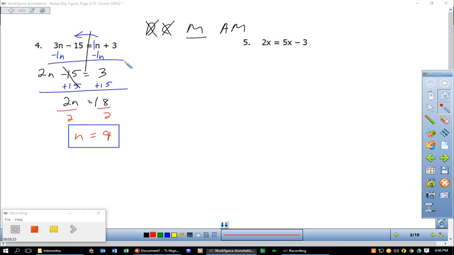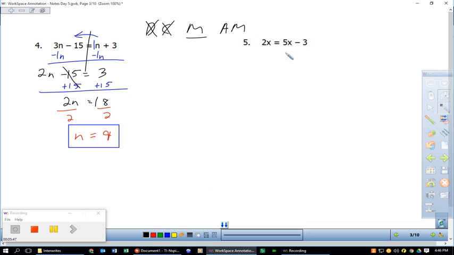All right, so if I plug 9 back in up here, that'd be 27 minus 15, which is 12. Then I plug 9 up here, I get 12. So it's the same on both sides. 12 equals 12, which is true. That's good.